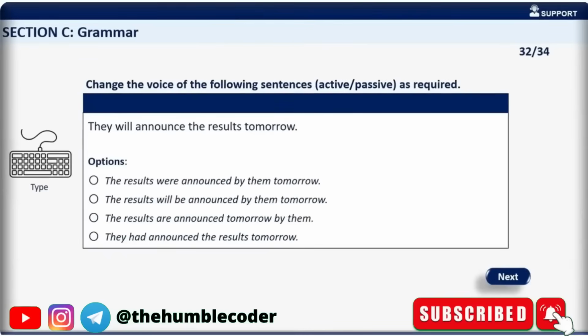Let's move on to the next question now. They will announce the result tomorrow. The options that we have are: the results were announced by them tomorrow; the results will be announced by them tomorrow; the results are announced by them tomorrow; or they had announced the results tomorrow. See, we are talking about future tense. So the correct answer in this question is going to be: the results will be announced by them tomorrow.